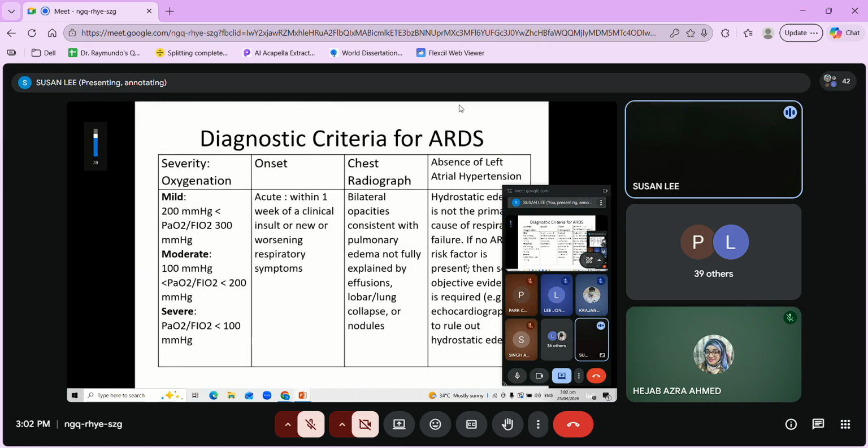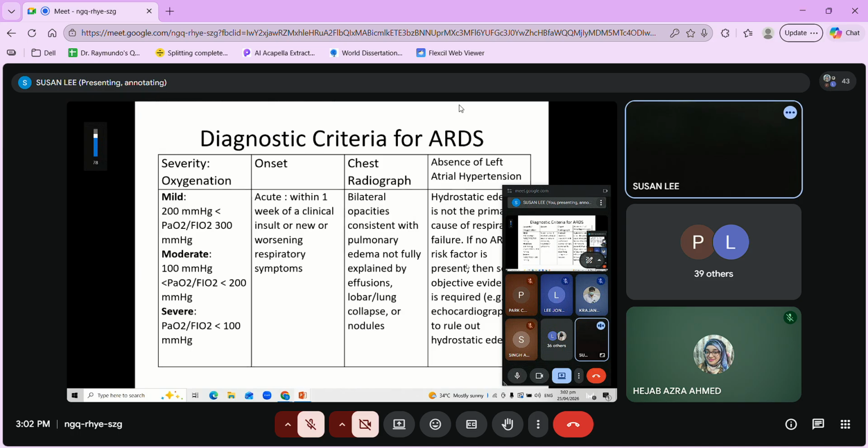Okay, and in ARDS, we further subclassify the ARDS into mild, moderate, or severe. Mild meaning the PF ratio is more than 200 but less than 300. Moderate if this is more than 100 but less than 200, and severe if this is less than 100. PF ratio. I hope you still remember how to calculate your PF ratio.